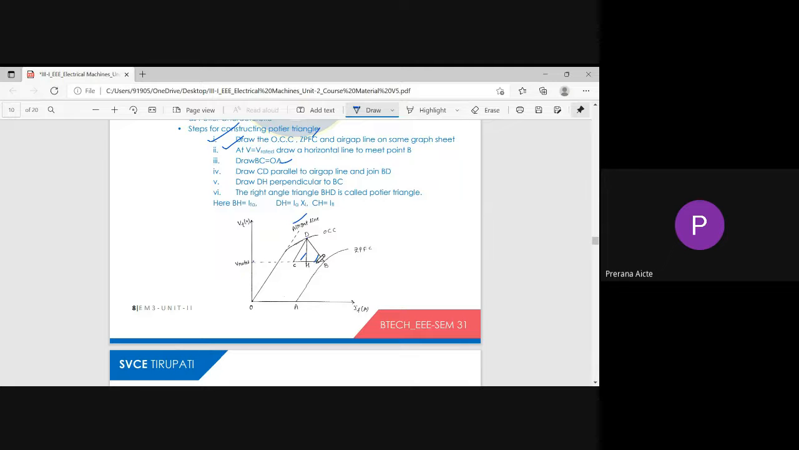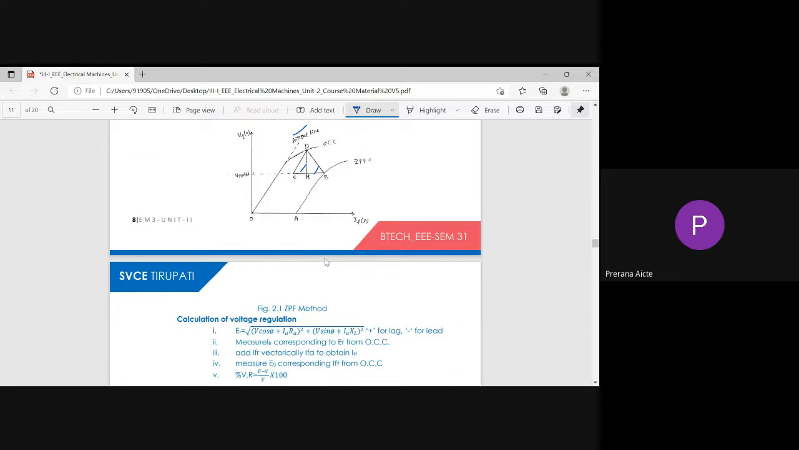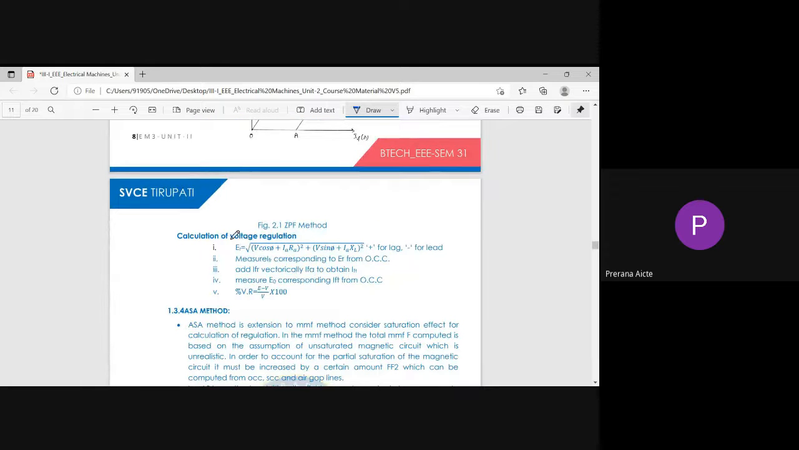These are the two important field currents: CH and BH. CH is required to compensate the voltage drop due to leakage reactance. BH is required to compensate the voltage drop due to armature reactance. From that we evaluate the voltage regulation. E equals the square root of (V cos phi plus I RA) whole squared plus (V sin phi plus I XS) whole squared. From this we obtain the voltage regulation of the alternator, (E minus V) by V.